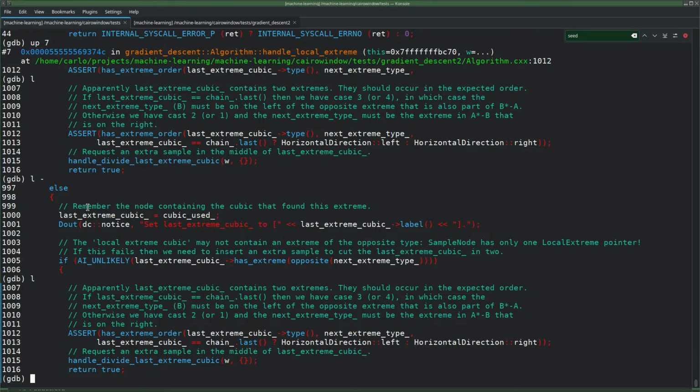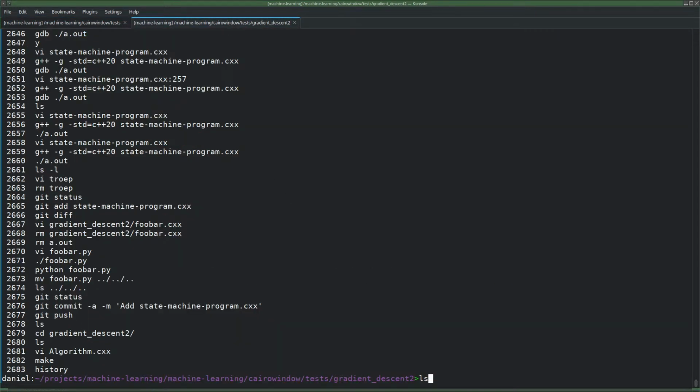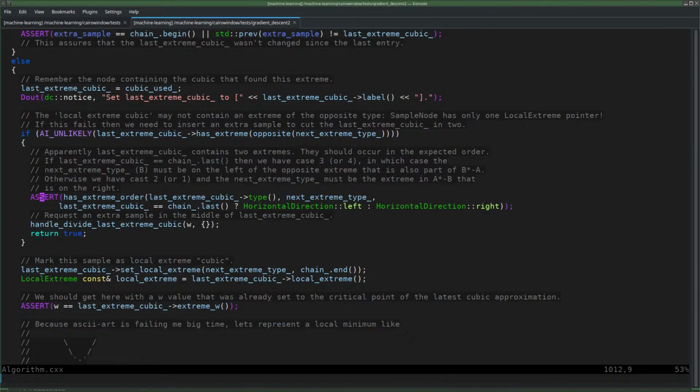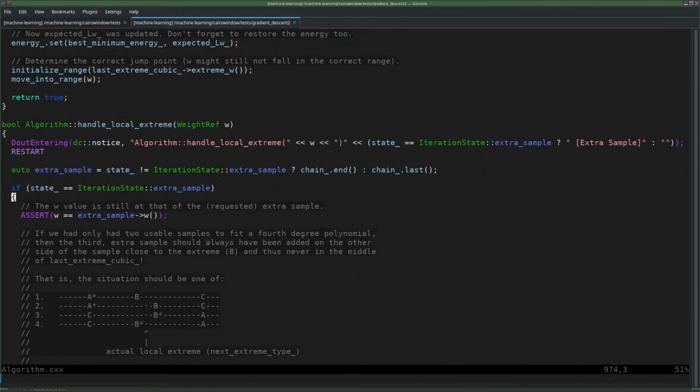I think I need more context. So this is algorithm.cxx crashing in 1012. Oh, it's pretty much at the top.